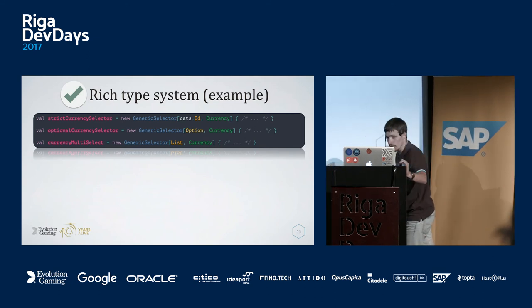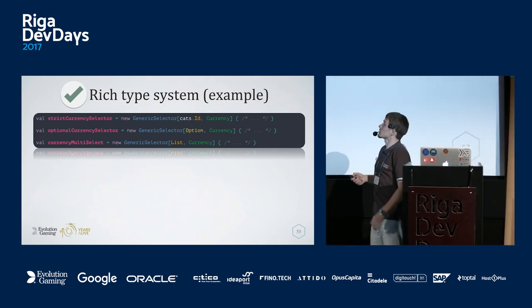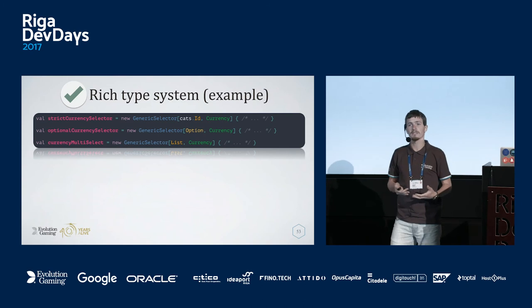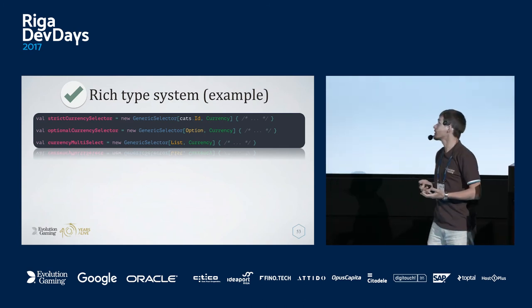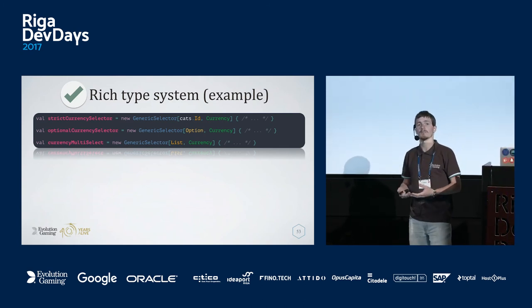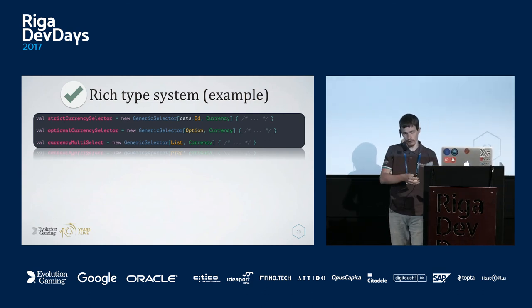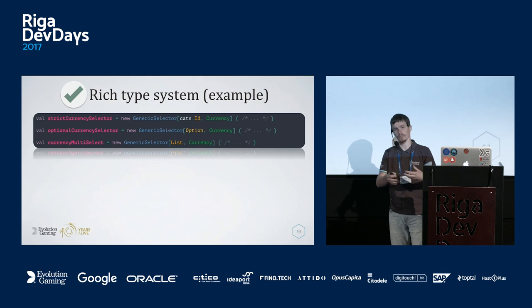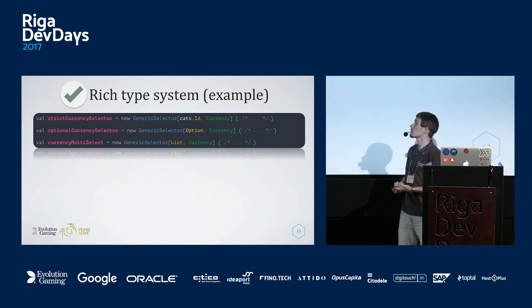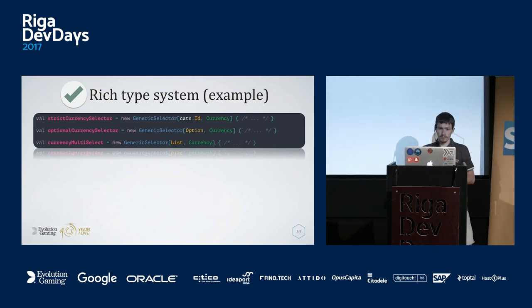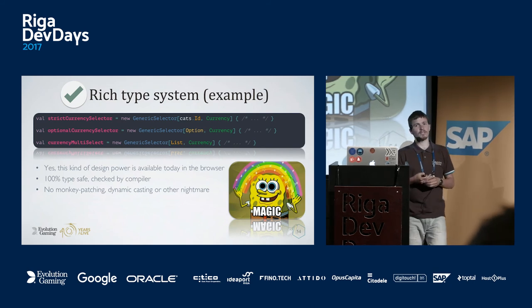And if we go further, we can even try to apply List as a selection effect. And this will actually mean we provide a multi-select effect. You can have a list of elements selected, and you can react to the changes of this list in the onChange callback. So this is really wonderful.